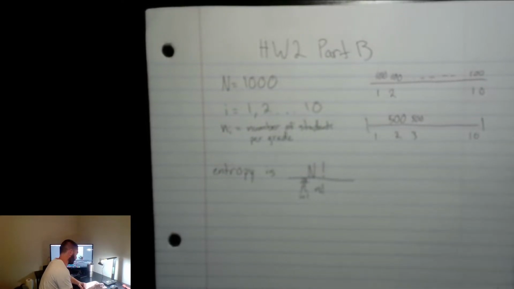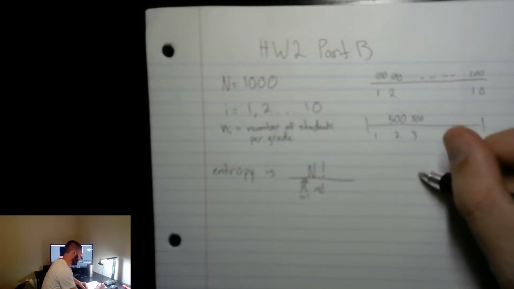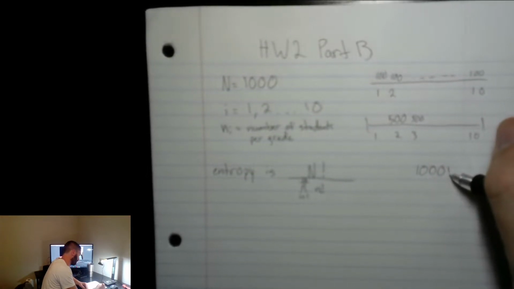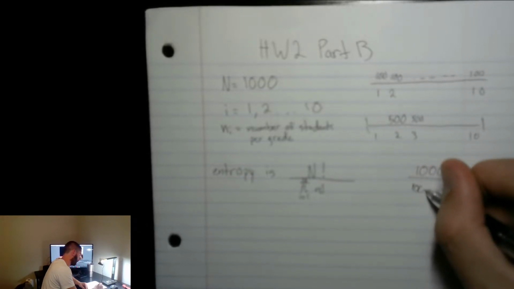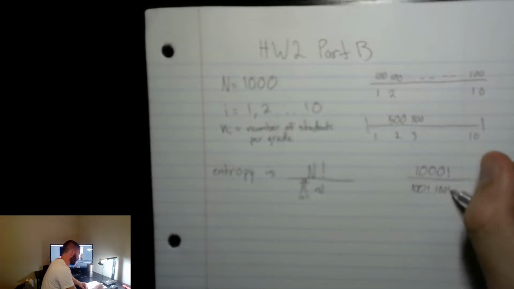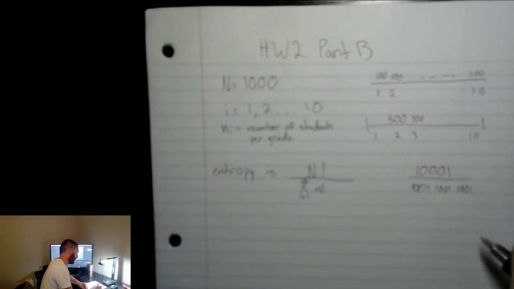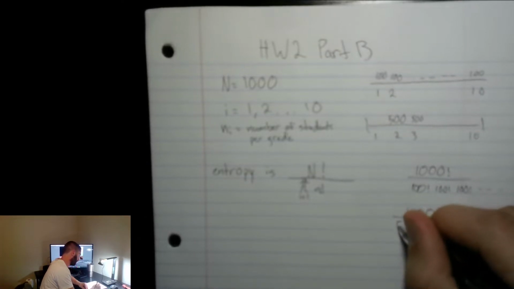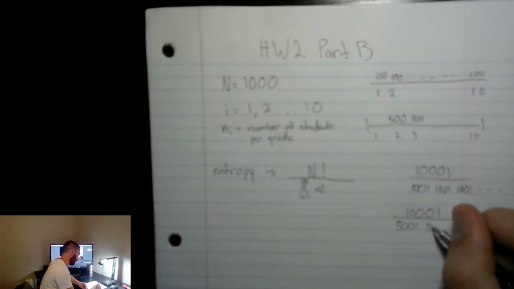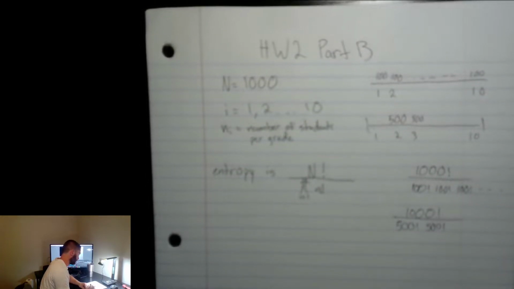For example, for the 2 situations I described, our entropy would be 1,000 factorial over the product of 100 factorial times 100 factorial times 100 factorial, and continued all the way to 10, for the top example. And for the bottom one, it would be 1,000 factorial again, but this time over 500 factorial times 500 factorial. Those are just 2 examples, it could be any breakdown.